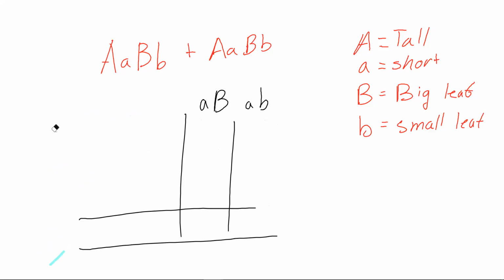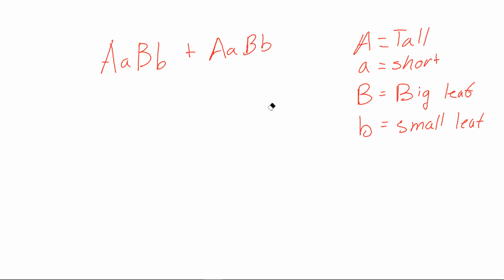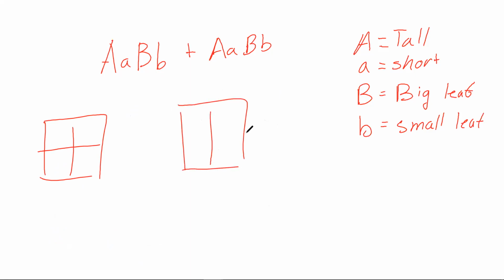So now, let's do it the easy way. The easy way is, I can just make two separate Punnett squares. One for A, one for B. And y'all know how to do this part, I hope. So I'm going to ask, what is the chance of me getting a short plant with small leaves? I will fill this out slowly while y'all solve.